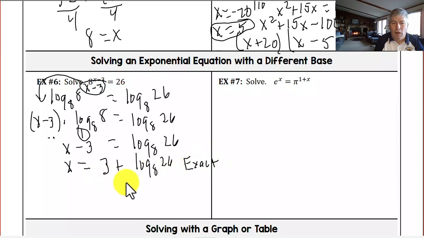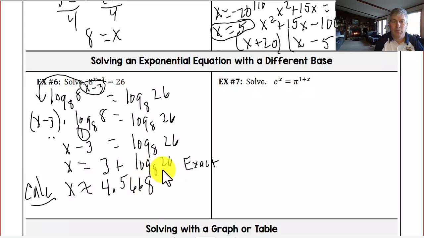Okay? Without putting this into my calculator, I can then go ahead and put this into my calculator, and once I do that, rounding to the nearest thousandths or 3 or 4 decimal places, x is approximately equal to 4.5668. Apparently I've gone 4 decimal places here. So log base 8 of 26 is 1.5668.